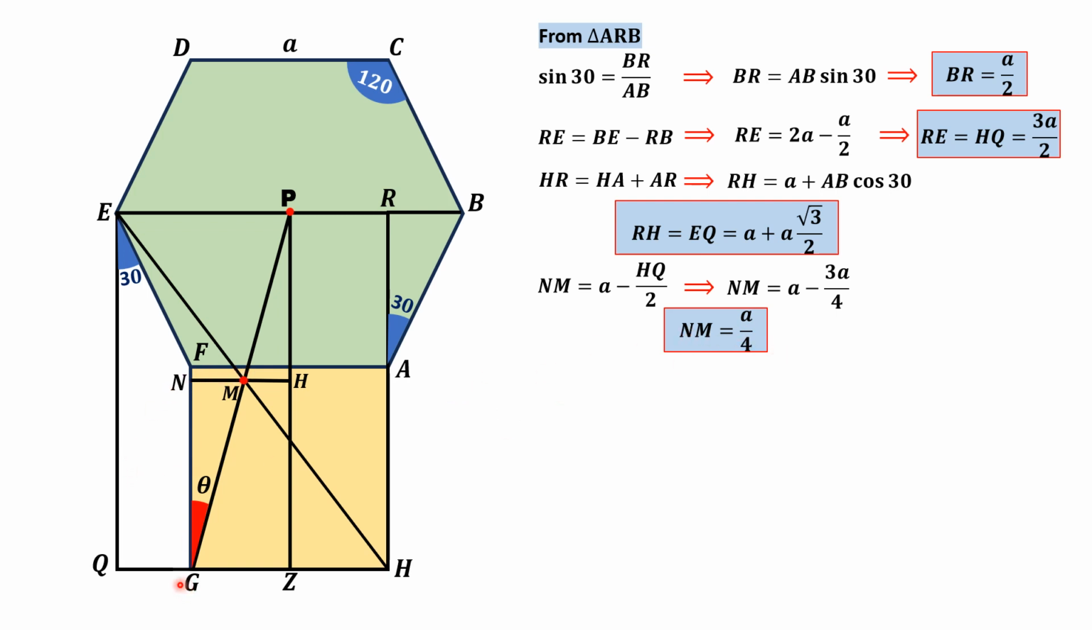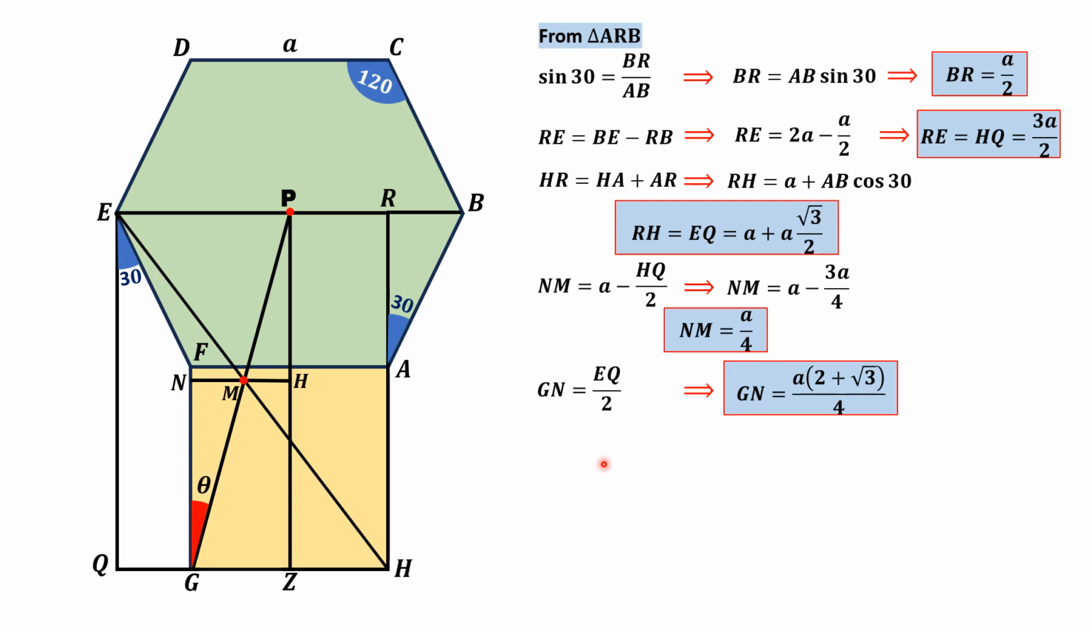Now we have to find the length GN. Again, this M point is the center of this rectangle, and if we complete this line segment up to here, this divides the length of the rectangle into two equal parts. GN is equal to EQ by 2, and so this is equal to a times (2 plus root 3) over 4. We have substituted the value of EQ from here.